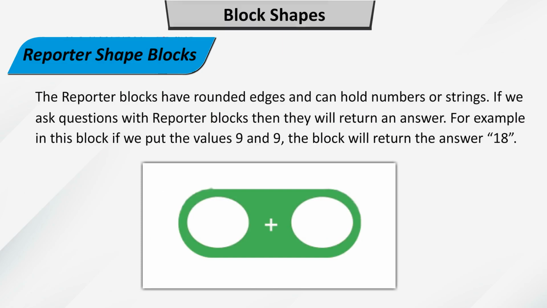If we ask questions with reporter blocks, then they will return an answer. For example, in this block, if we put the values 9 and 9, the block will return the answer 18.